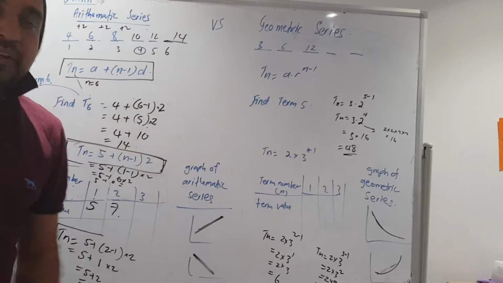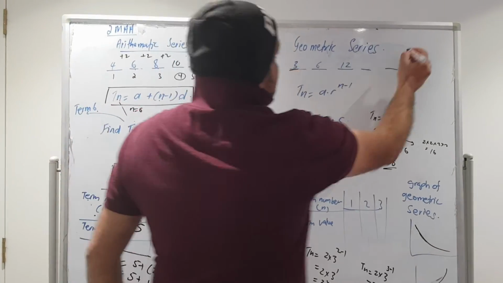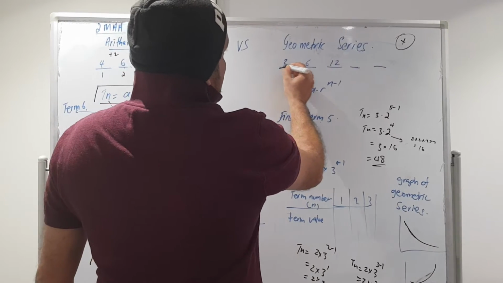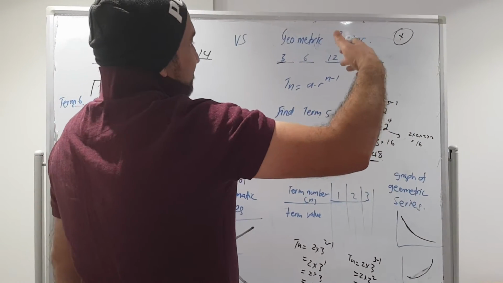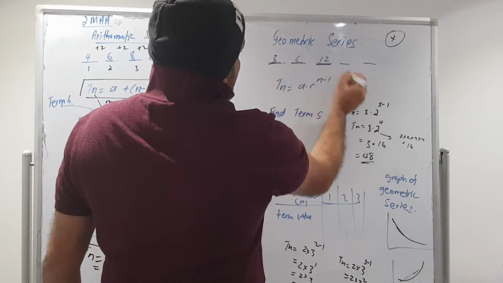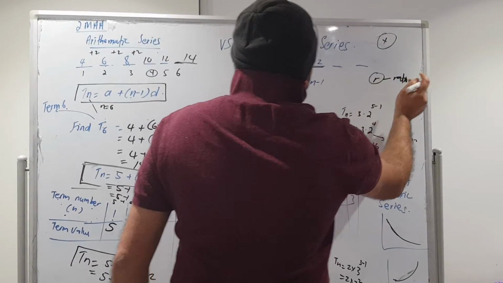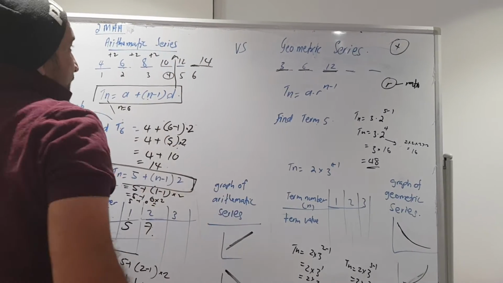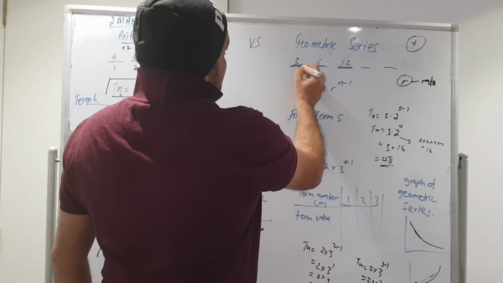The next half is geometric series, guys. Geometric goes up in multiples. So we could say times half, times half, times half, or times 2, times 2, times 2. Can you see the common ratio R? This time R is the ratio. D is the common difference for arithmetic, and the common ratio is for geometric.